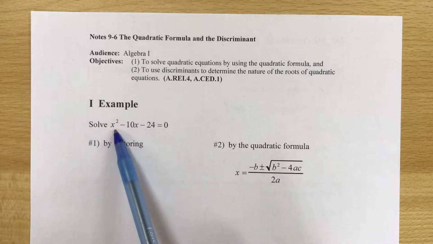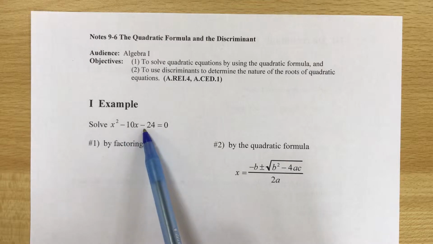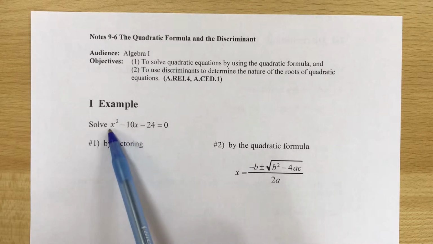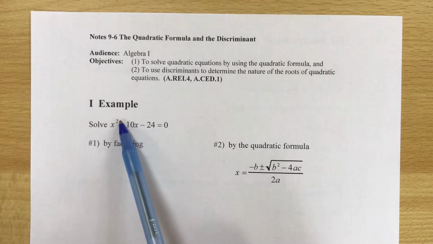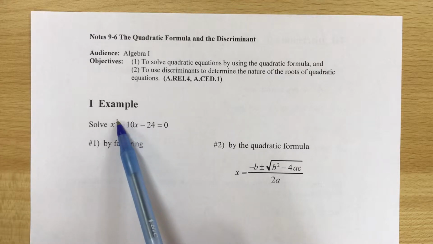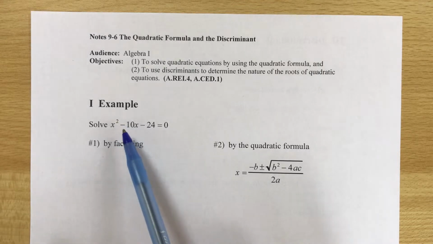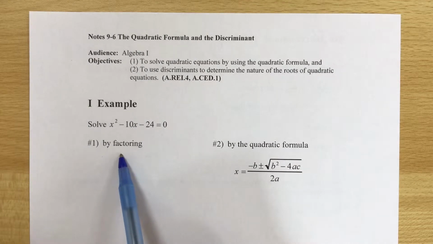So we're going to solve x squared minus 10x minus 24 is equal to 0. This is a quadratic equation because the lead exponent, the highest exponent, is 2. And we can solve this by factoring.